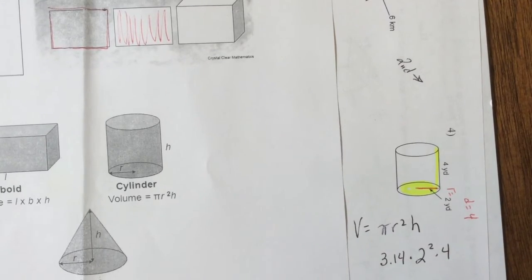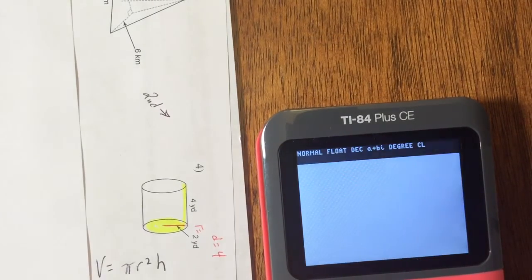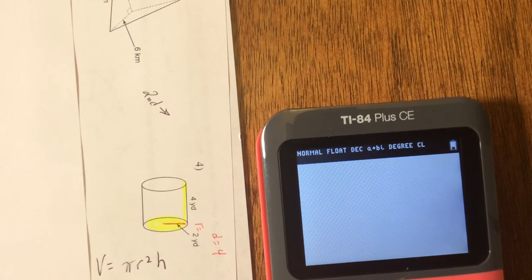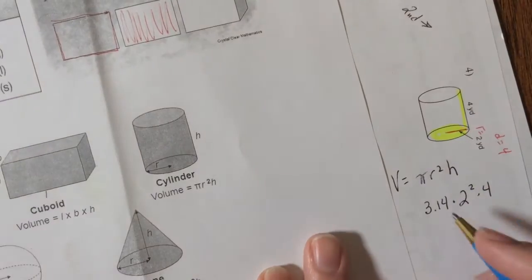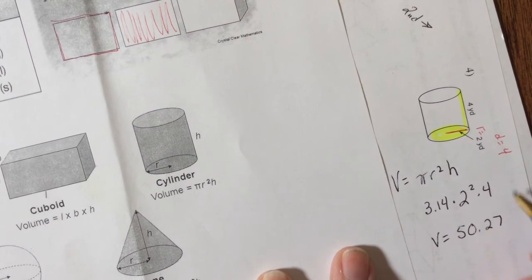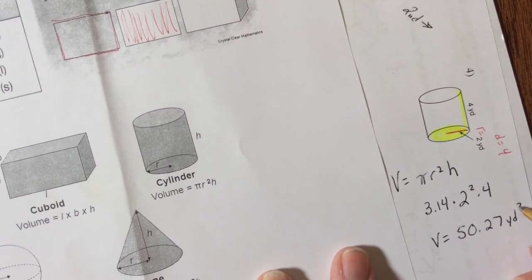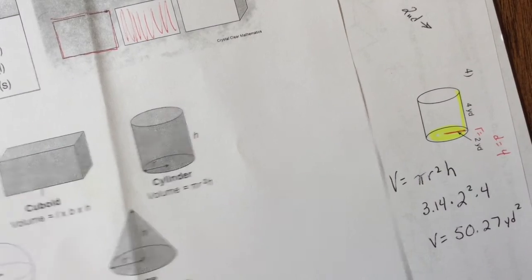I'm going to use my calculator. I'm using the pi function on my calculator, but you can use 3.14 times 2 squared times 4, and that gave me 50.265, so I'll say 50.27. So the volume of that is 50.27 yards cubed. That's pretty big, isn't it? Maybe that's a little silo somewhere, I don't know.